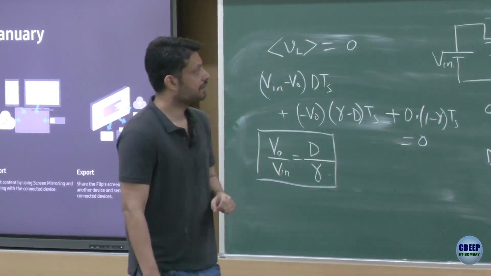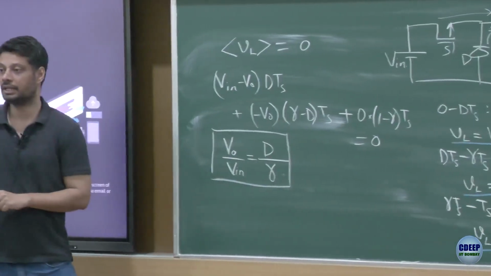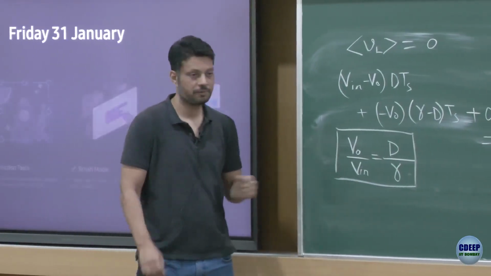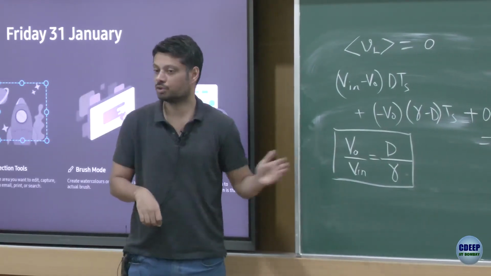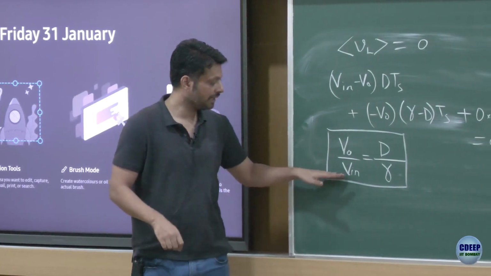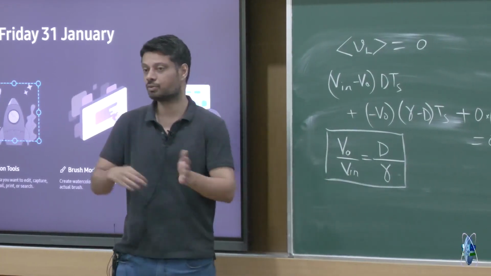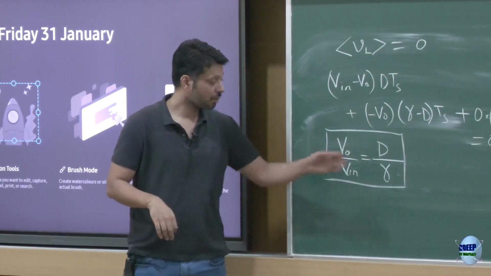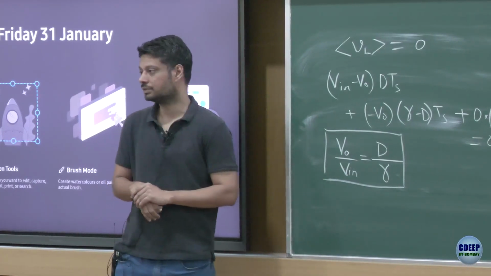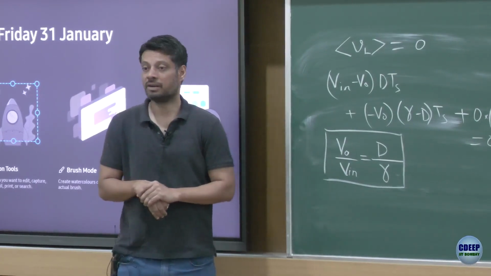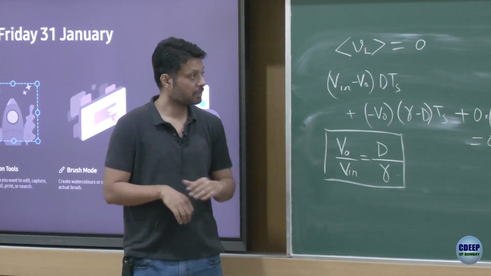Now the question is, if I give you a numerical, how would you solve for the output voltage? Because you don't know gamma. Earlier you knew Vin and the duty cycle, so you could quickly calculate. Now you don't know gamma, so how will you calculate the output voltage?